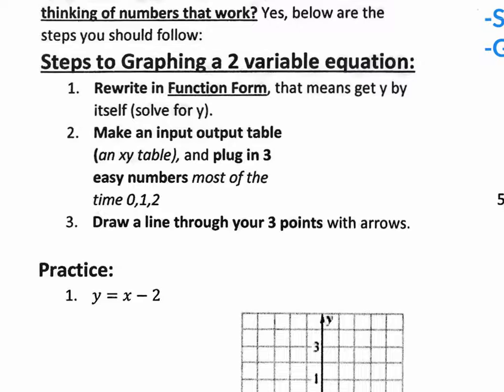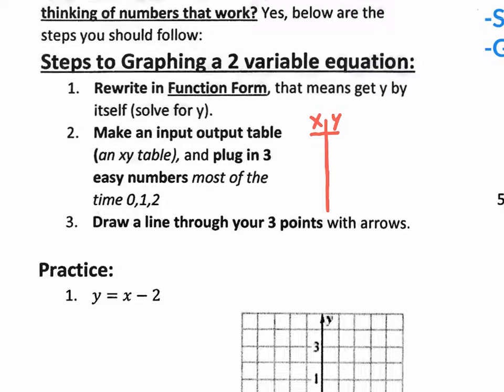Now, step 2, after you get y by itself. On number 1, y is already by itself. Step 2 is to make an input-output table, also known as an XY table. So this is what it looks like. Everybody draw this right next to step 2. Go ahead and draw a little T right there, and let's put an X on the left side and a Y on the right side. And that is what we call an input-output table.